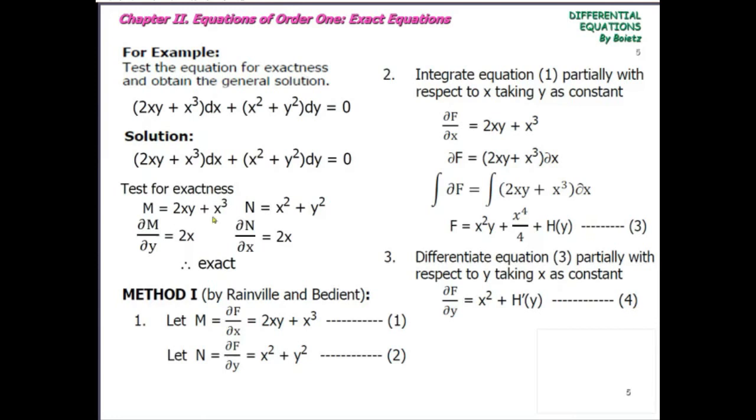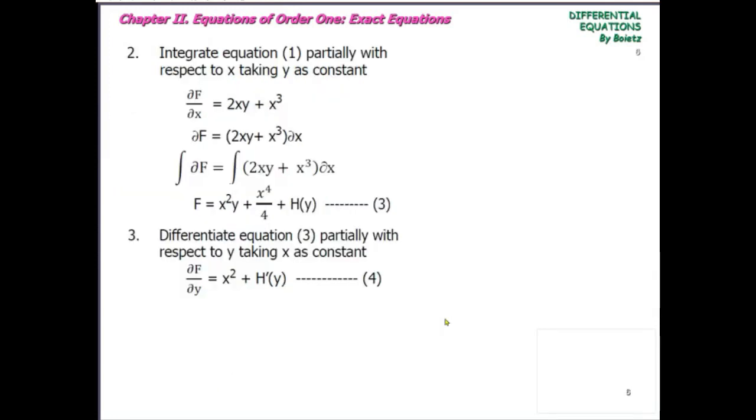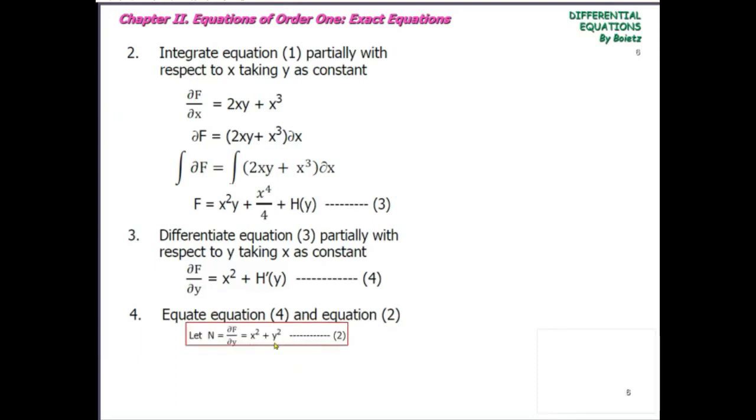Then step 4, equate equation 2, kasi equal silang dalawa, and then equation 4. Yan, notice nyo? Equal silang dalawa. Ayan, equal. So, equate equation 4 and equation 2. Again, this one is equation 2. Kinopya ko lang doon sa ano.